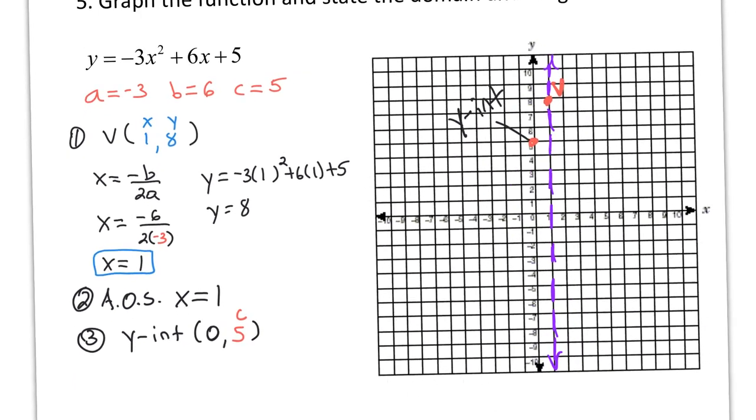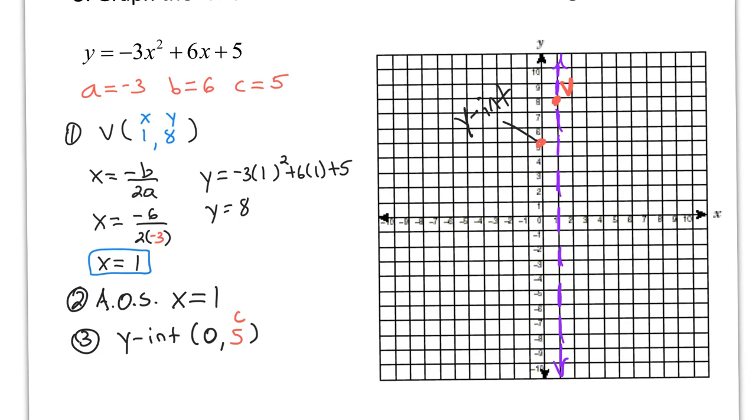Now we need to find 2 points from the vertex, and that's going to help us be more accurate when we connect the points. So the pattern that we use is 1, 1, 2, 4 from the vertex, not the origin. You have to do this from the vertex. And keep in mind that when a is not 1, right now it's negative 3, you're going to have to multiply these two numbers by the a value. So I'm going to multiply 1 times negative 3, which is negative 3, and 4 times negative 3, which is negative 12.